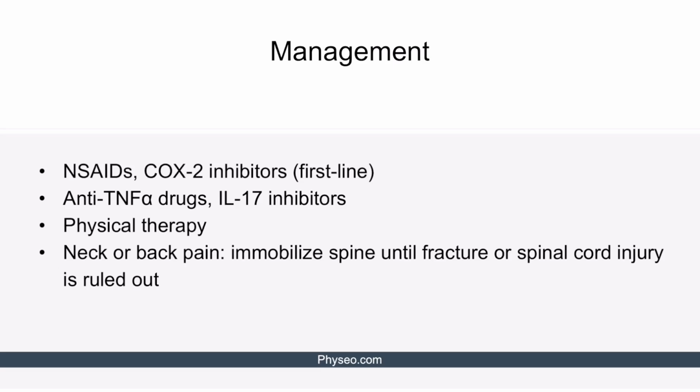On to treatment. As with psoriatic arthritis, this involves NSAIDs like ibuprofen or naproxen as first-line treatment. COX-2 inhibitors, such as celecoxib, are also considered first-line. Now, when this is no longer effective, anti-TNF-alpha drugs, such as etanercept and infliximab, or IL-17 inhibitors like secukinumab can actually be prescribed. Recall that these drugs are examples of biologic DMARDs.